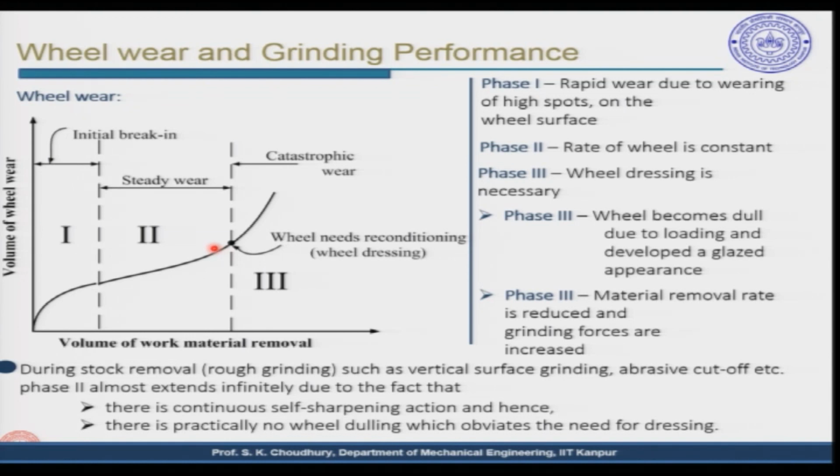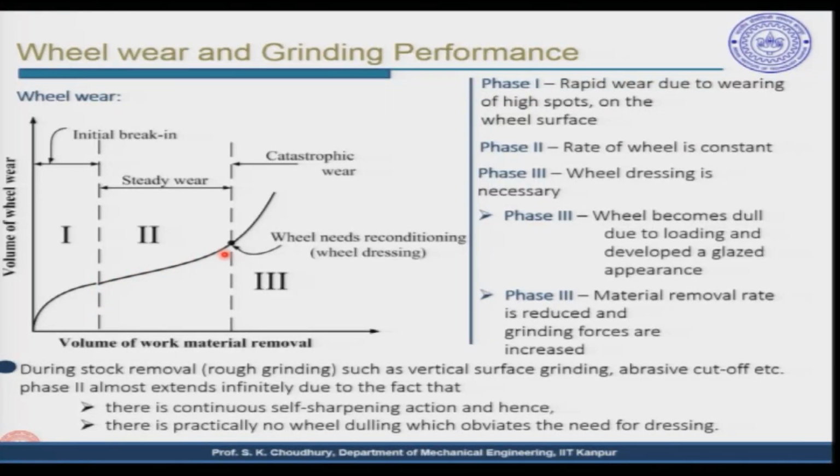Because what happens is that when the grinding process goes on, there is a self-sharpening phenomenon. That means, when the grains are worn out, they will be dislodged and the sharp grains which are behind the worn out grains will come, and almost always there will be sharp grains on the grinding wheel surface, particularly in case of rough grinding. So, therefore, we say that this steady wear zone is very long, but after some time the wheel will be worn out so much that we need to have the reconditioning of the wheel.